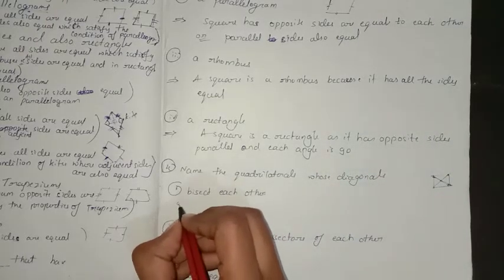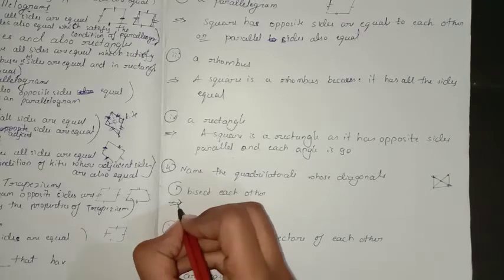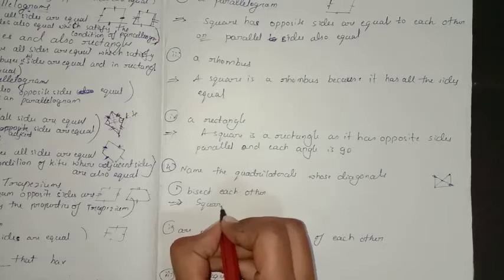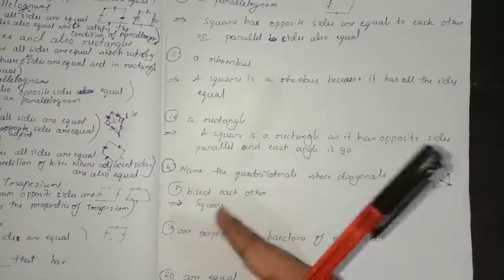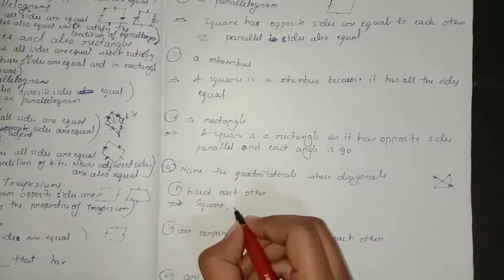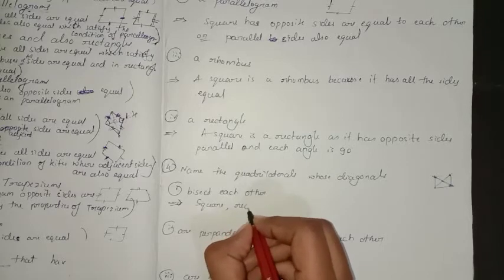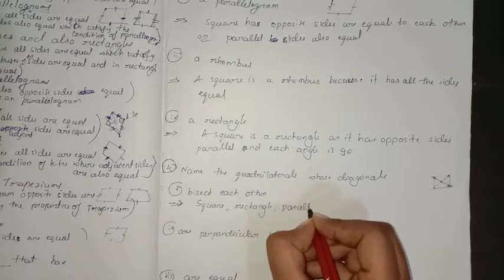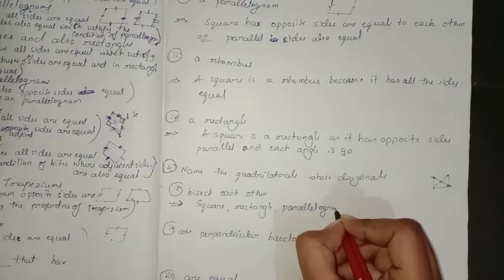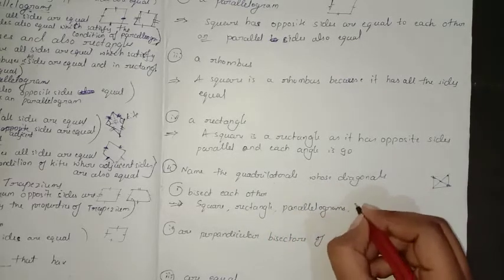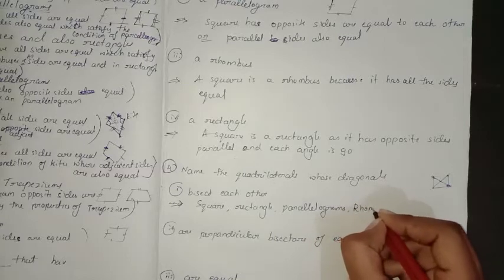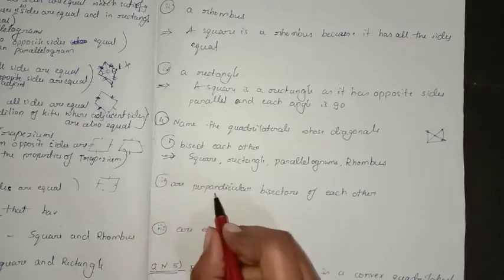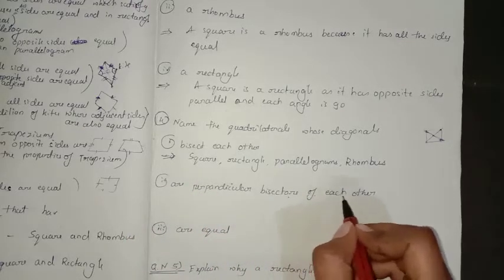So you can say that as the answer. The first one is square, because in a square the diagonals bisect each other. Then rectangle, in a rectangle also it is possible. And after that parallelogram, so you can give all the parallelograms, and rhombus also we can write. Okay, then the second one: diagonals that are perpendicular bisectors of each other.